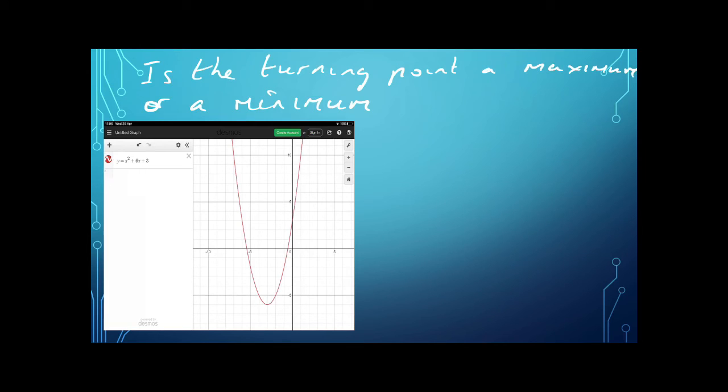We're asked to decide whether the turning point is a maximum or minimum. Well, can you see that as we go from left to right, the height of the curve goes down and down until it reaches a minimum point, and then it starts to rise again. The y values get bigger. So this is in fact a minimum point. So our turning point, which is there, is a minimum point.